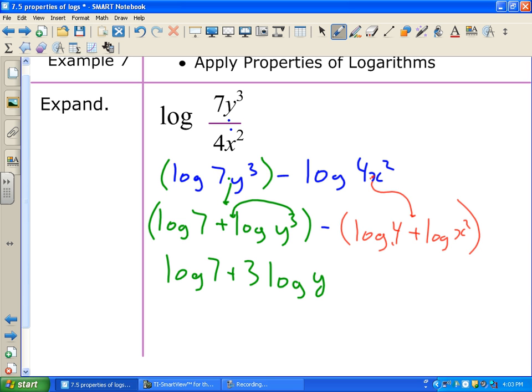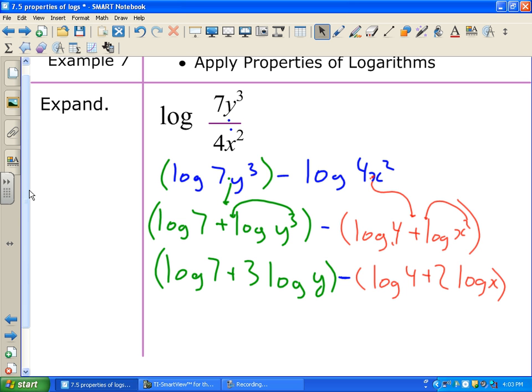Your choice, you can distribute that negative through, or you can leave that whole expression in parentheses. I tend to just leave it all in parentheses. That's going to be the log of 4. I can't change that. However, I can also change the exponent here, and that's going to be 2 log of x. And if you'd like, you can keep parentheses around that also. There's your expansion. Make sure you see how all of that fits together.